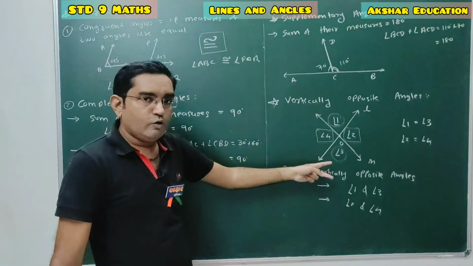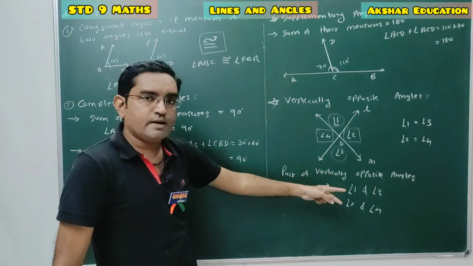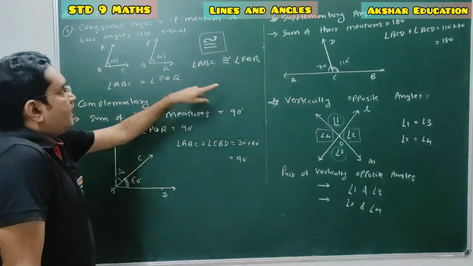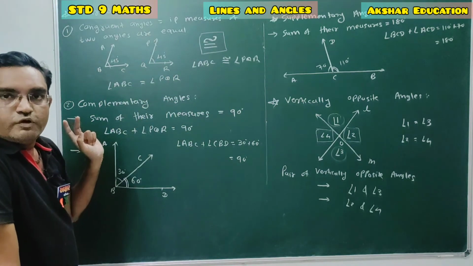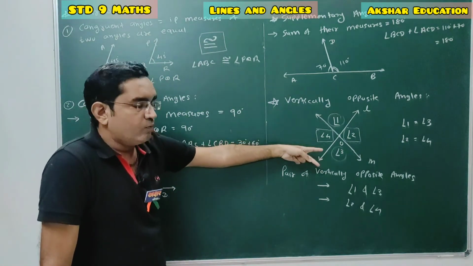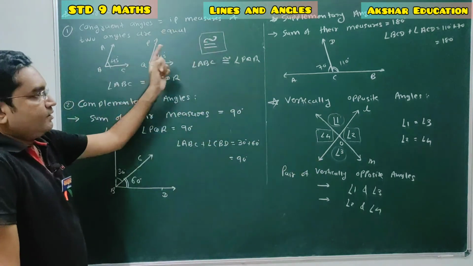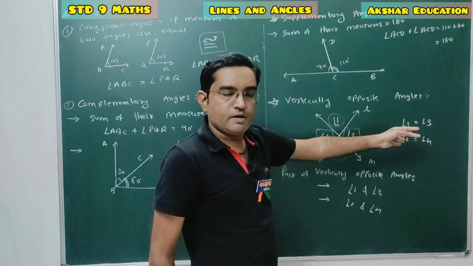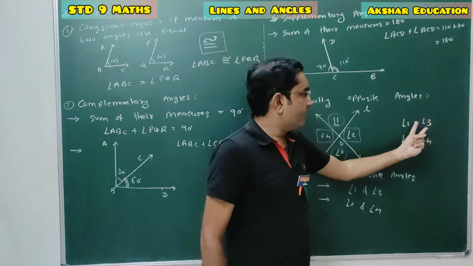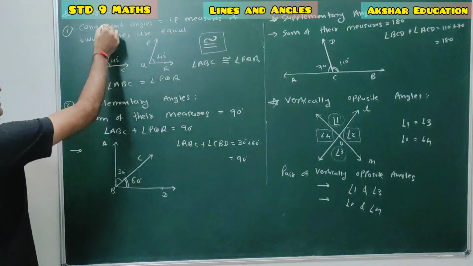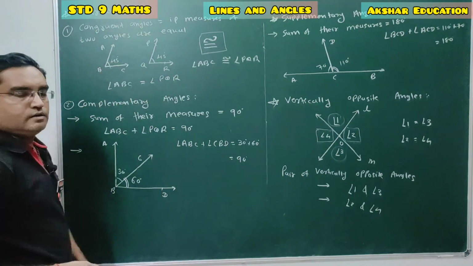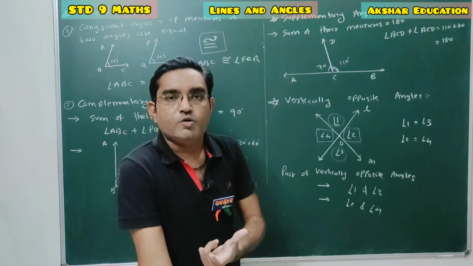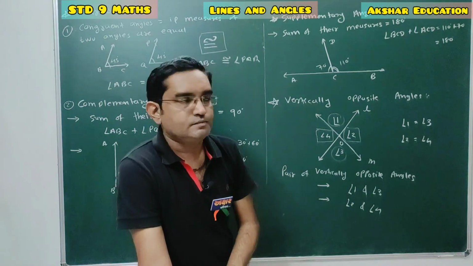Here vertically opposite angles are equal because their measures are equal. Hence we can say that a pair of vertically opposite angles are congruent. Why? Because vertically opposite angles have the same measure. The measures of vertically opposite angles are equal. So if the measures of two angles are equal, those angles are known as congruent angles. So here we can say that the pair of vertically opposite angles are congruent. That means their measures are equal.